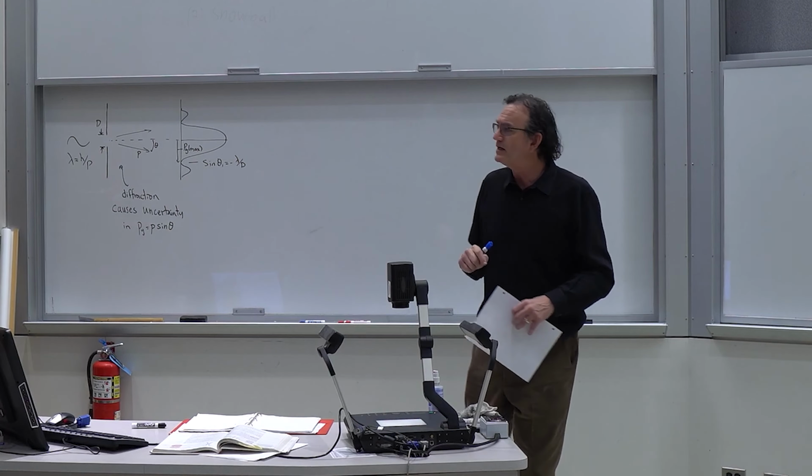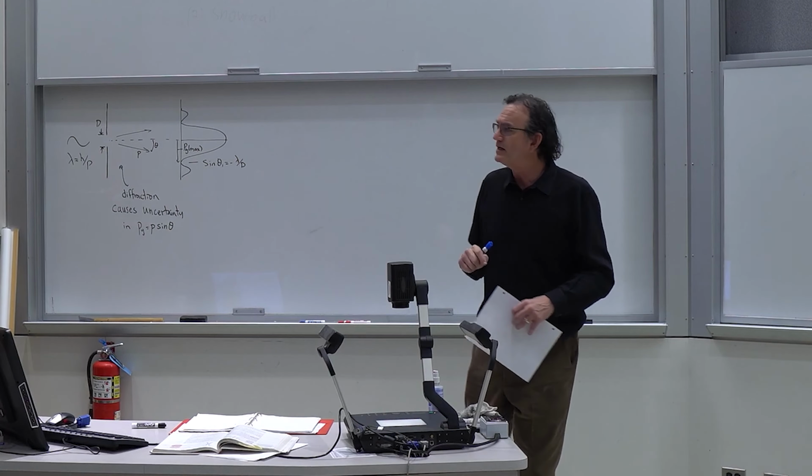Okay? So the product of the uncertainty in the y coordinate times the uncertainty in the y component of momentum is equal to h over 2. That means that if I make delta y smaller and smaller, then delta p gets bigger and bigger. Right? The product of these two can never be less than this number. That is the Heisenberg uncertainty principle.